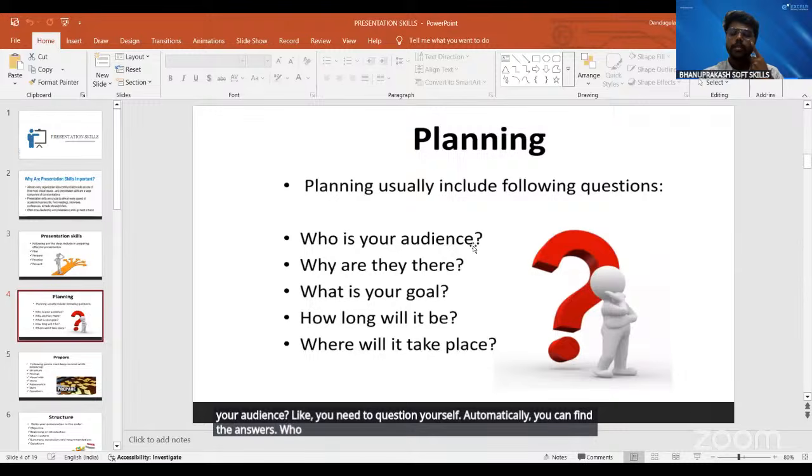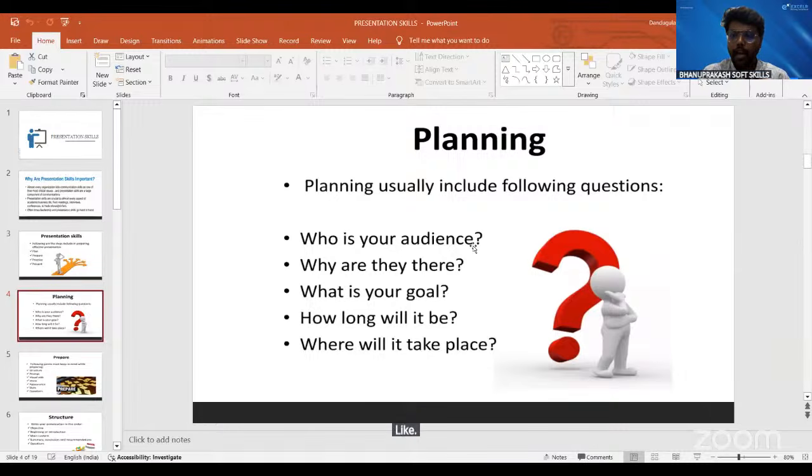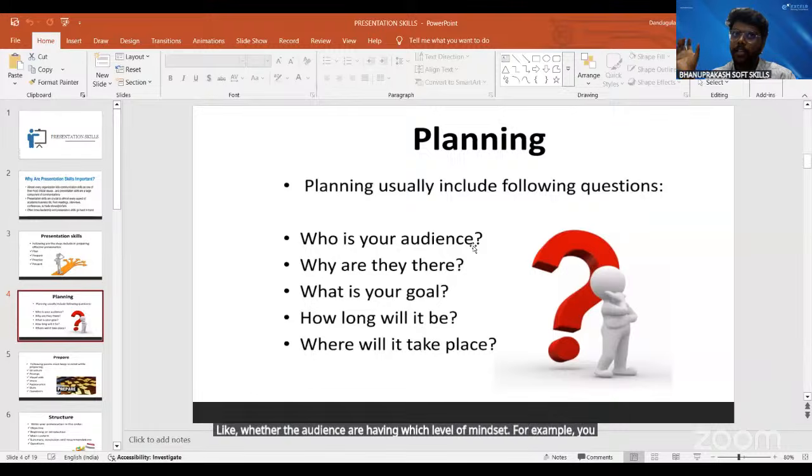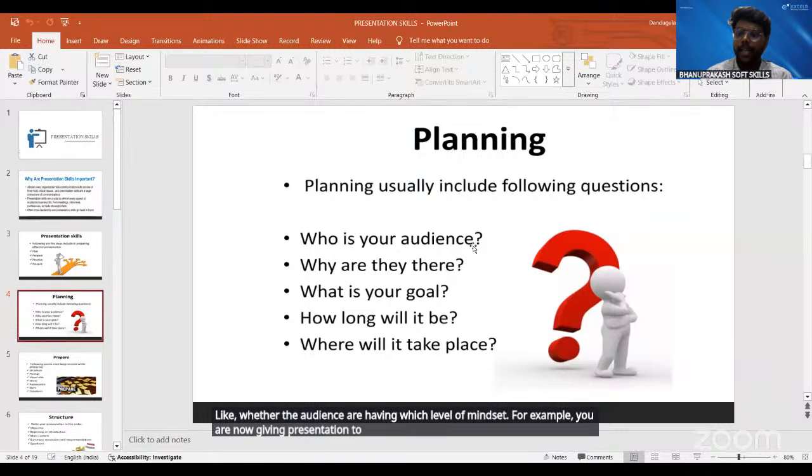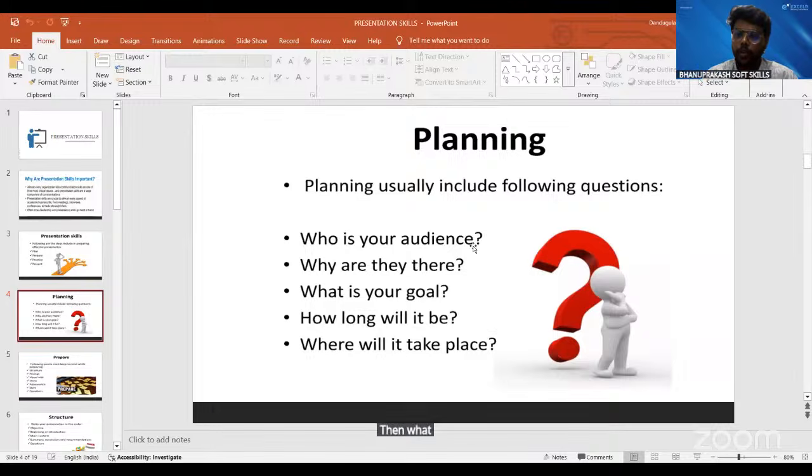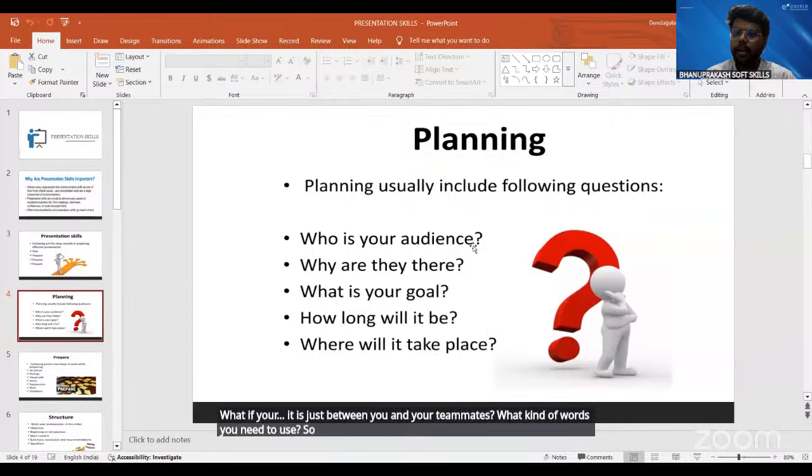Who is your audience? What level of mindset does the audience have? For example, you are giving a presentation to your team leader, who is in the highest position. What kind of words do you need to use? How do you need to explain to him? What if it is just between you and your teammates? What kind of words do you need to use? So understand your audience first.